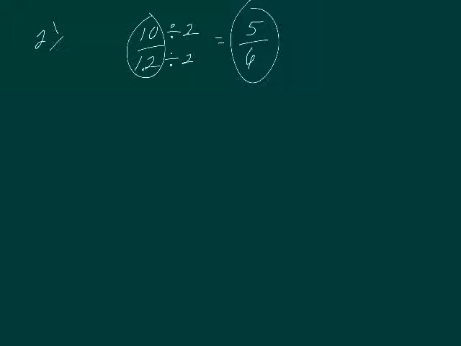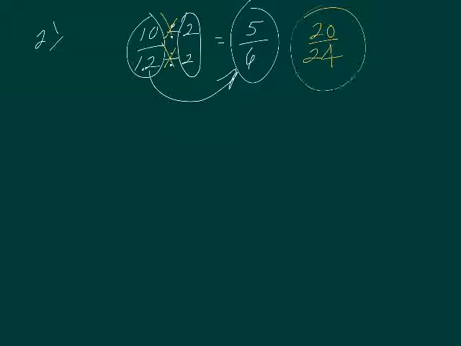And as long as we divide the top number and the bottom number by the same number, we're writing an equivalent fraction over here. If we were to multiply 10 times 2 and 12 times 2, we would get 20 over 24, which is also an equivalent fraction to 10 twelfths and to 5 sixths. So as long as we do the same thing when it comes to multiplying and dividing, multiply by the same number, divide by the same number, we're going to get equivalent fractions, again, that are going to look different, but they're still going to be equivalent.